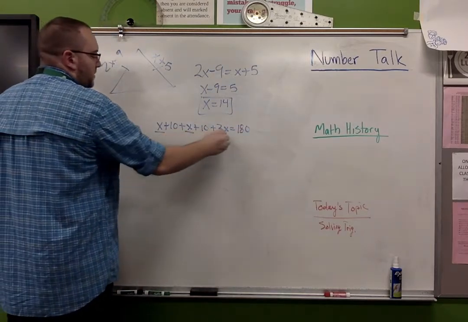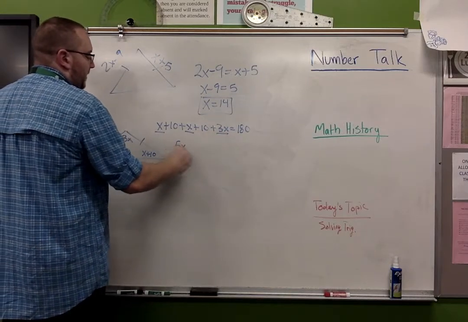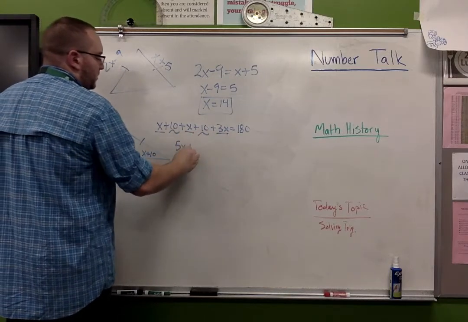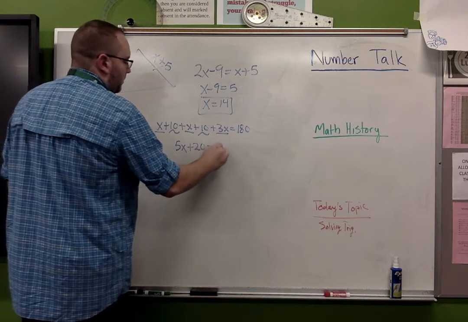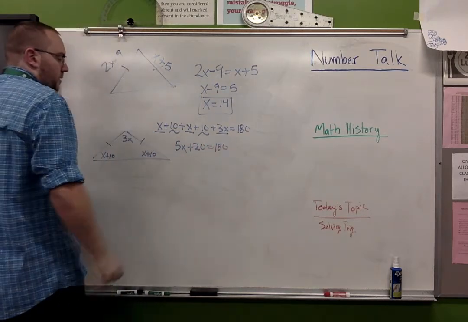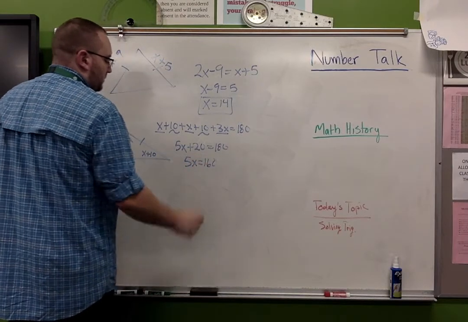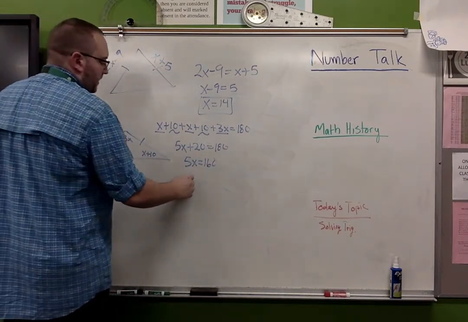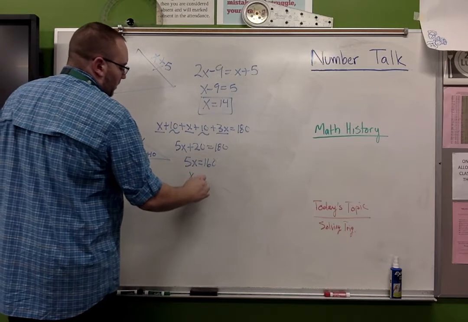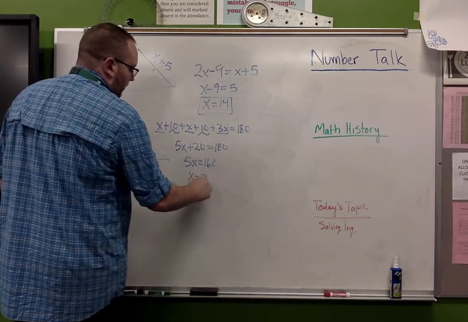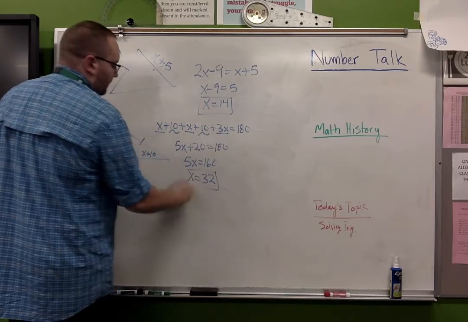x plus 3x is 5x. 10 plus 10 is 20. Minus 20 both sides. Divide by 5 both sides. What is that? 32? x is 32.